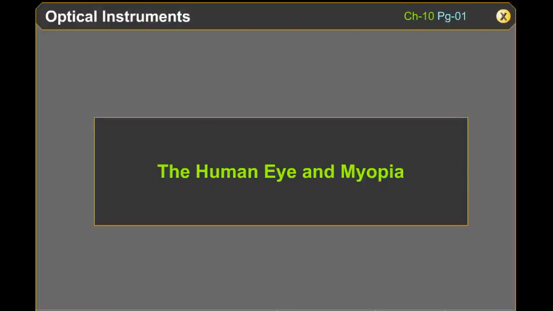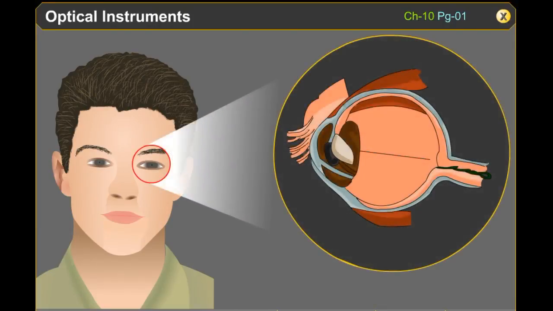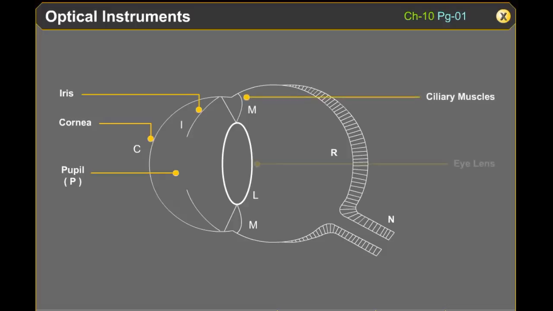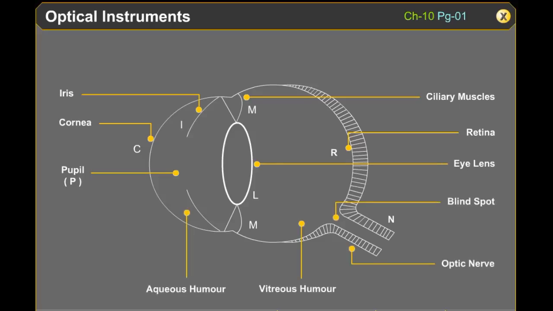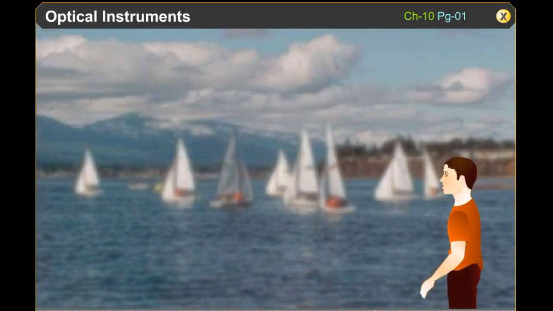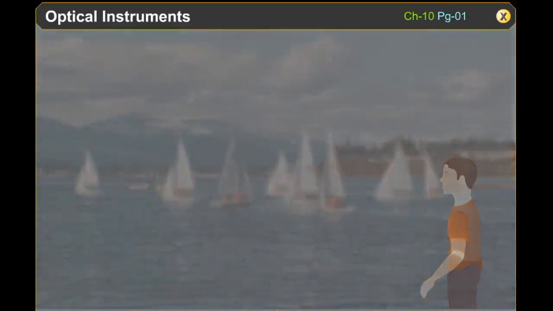The eye and myopia. As you can see in the structure of the human eye, the main parts of the human eye are cornea, C, iris, I, pupil, P, ciliary muscles, M, convex lens, also called the eye lens, retina, R, and optic nerve, N. The eyeball is approximately spherical in shape, having a diameter of about 2.3 cm.